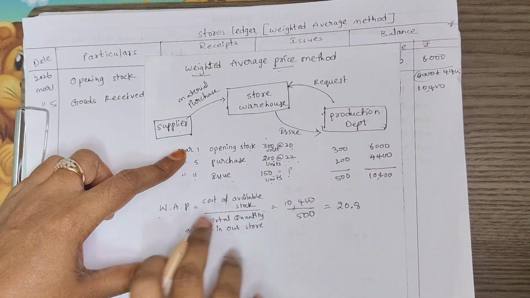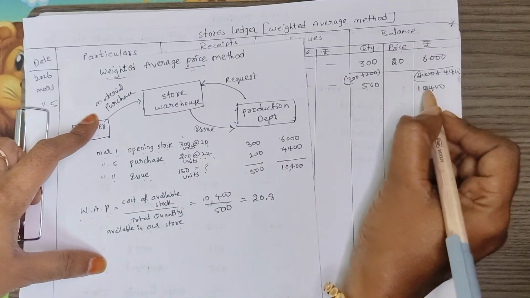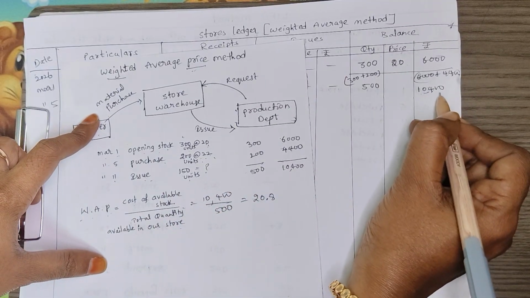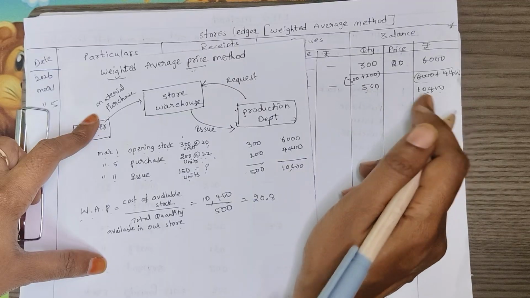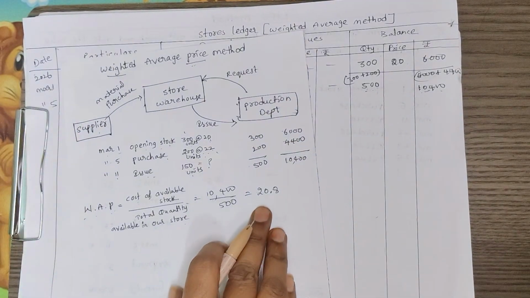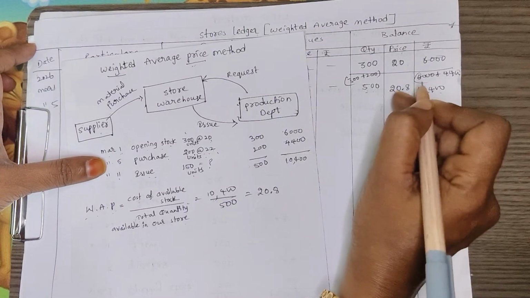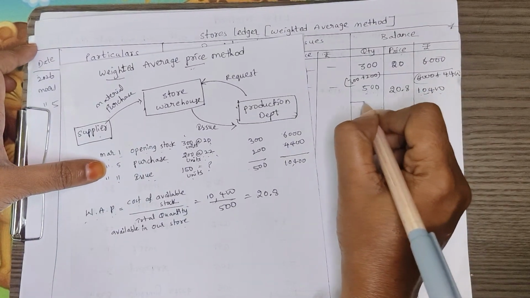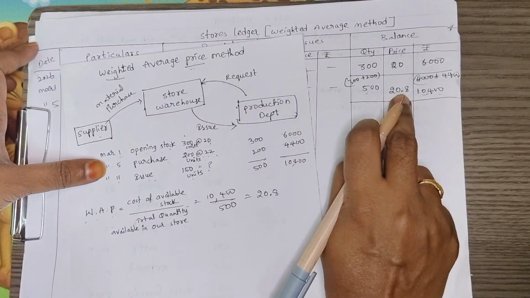Cost of available stock divided by total quantity available in our store. See, cost of available stock 10,400 and total quantity available in our store 500. So 10,400 divided by 500 will get 20.8. What is this 20.8? Weighted average price. When you are issuing material from our store, you need to issue material with this price. Okay.